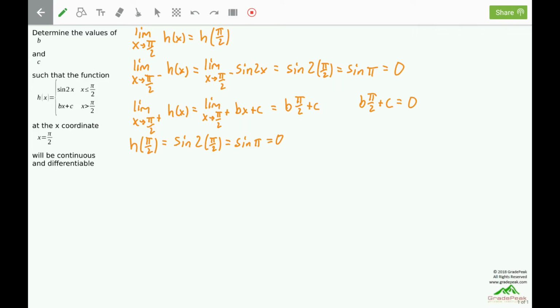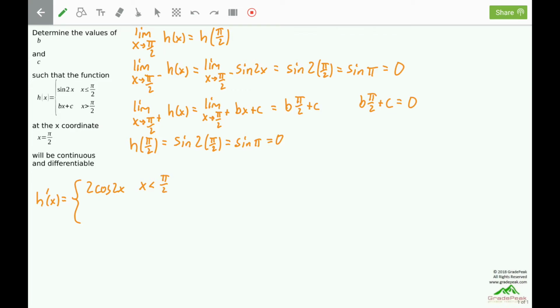There's two unknowns in there, b and c, so we cannot solve it just yet, but we also are going to be looking at the differentiability of h of x here. So we're going to be looking at h prime of x. H prime of x is the derivative of h of x. The first expression, sine 2x, the derivative will be cosine, leave the inside alone, 2x, and then multiply by the derivative of the inside, which is a 2. We'll put it out front. And that's going to hold true for x less than pi over 2.